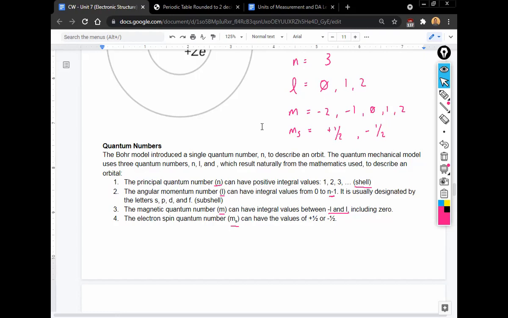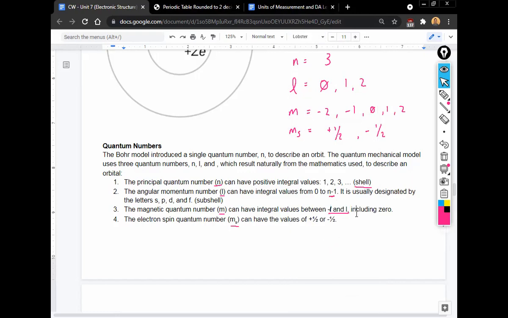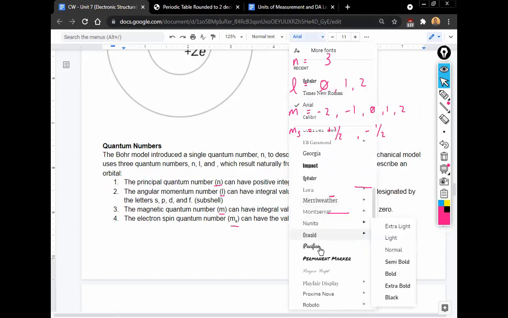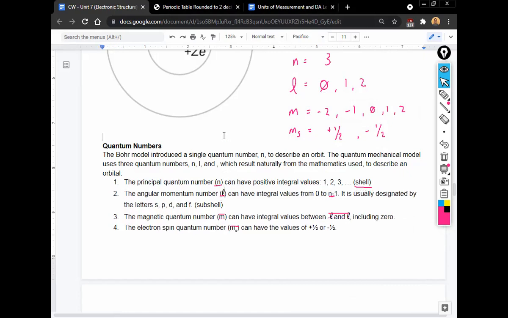Okay. Yeah, what's up? Oh, this right here? Oh, it should be negative L. Yeah, sorry. Let me see if I can get in a cursive font or something like that. What font do you guys want? Oh, Lobster. That doesn't help. Pacifico. Oh yes, there we go. Pacifico is the way to go. All right, a little better.